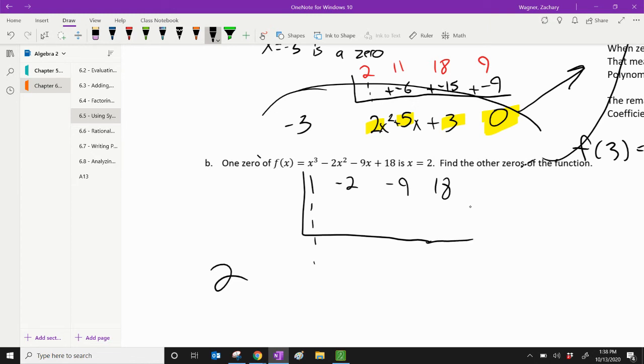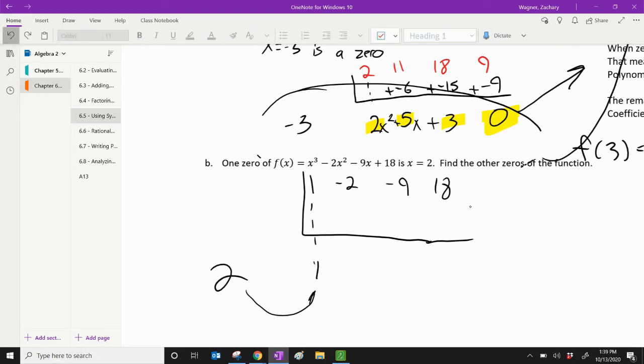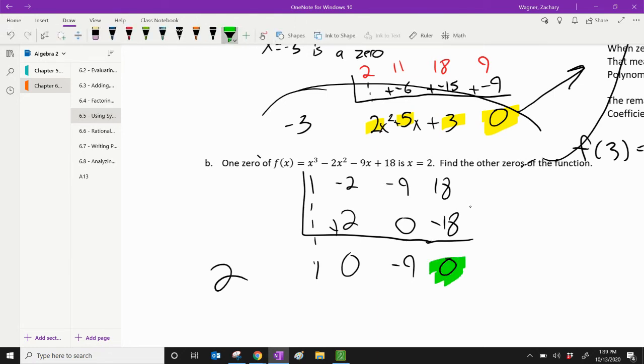Drop your 1. 2 times 1 is 2. Add them up. You get 0. 2 times 0 is 0. Add them up. You get negative 9. 2 times negative 9 is negative 18. Add them up, you get 0. Ding, ding, ding. This 0 tells me that 2 is a 0. Now, they already told me that, but that's proof. It's proof in the pudding. If you don't get that 0, go back in and redo it. You're doing it wrong if you don't get that 0. That 0 tells me what it is.